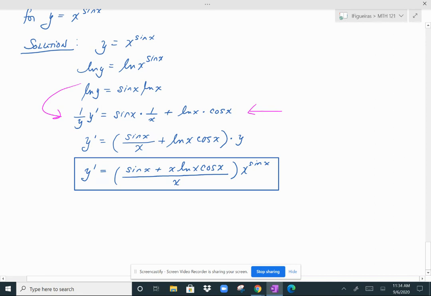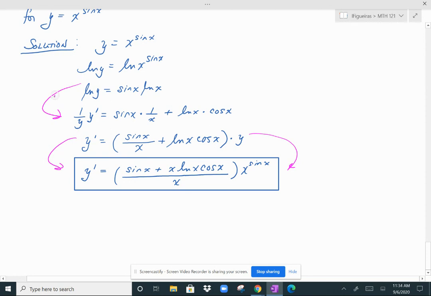So now from this line to this line, I got a common denominator for sine of x over x plus ln of x cosine x, which means this one got multiplied numerator and denominator by x. And then I also multiplied both sides by y so that y prime is alone, and I replaced the y with what y is equal to in the original problem, which is x to the sine of x. So your final answer is in the box.